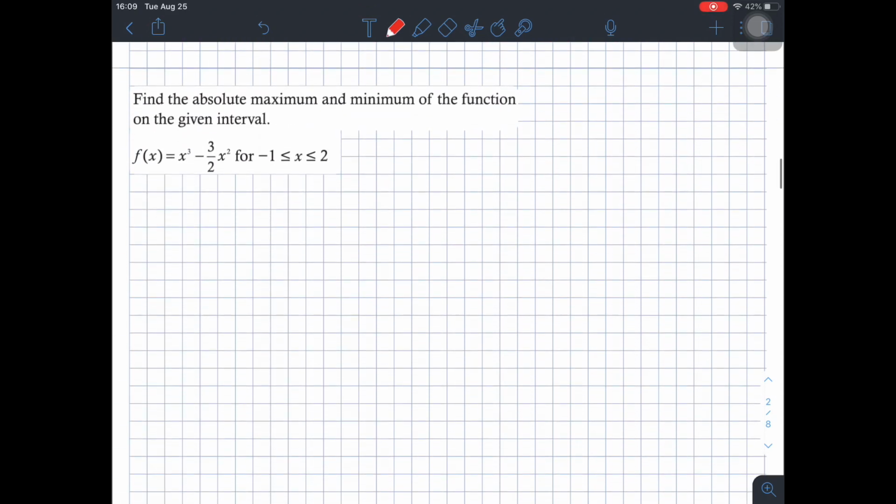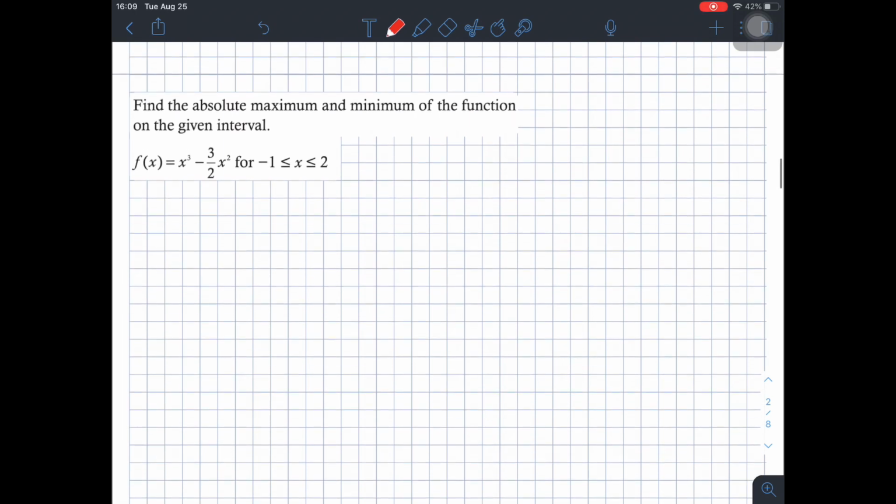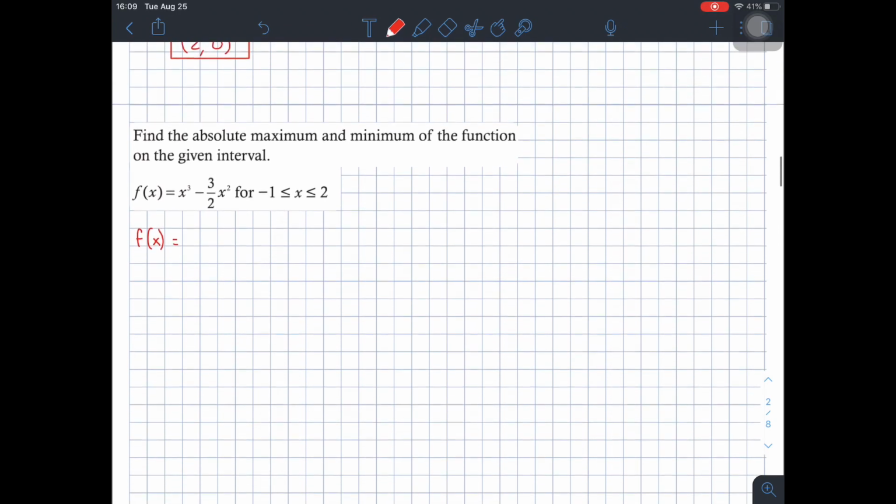Let's do another exercise where we're going to try to do this a little bit faster now that we already know the concept. It says, find the absolute maximum and minimum of the function on the given interval. So the same problem, but now we have a different function. So we're going to do the same thing. First of all, I'm going to copy the function.